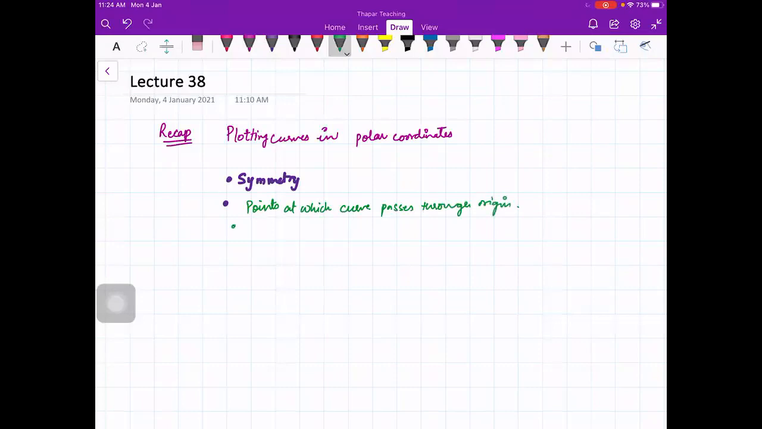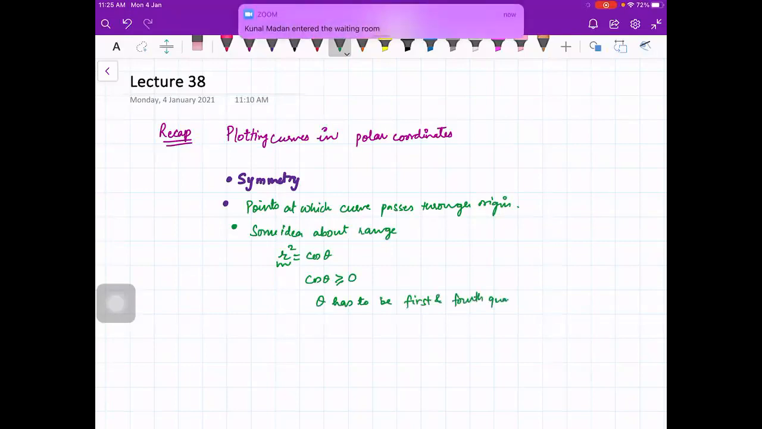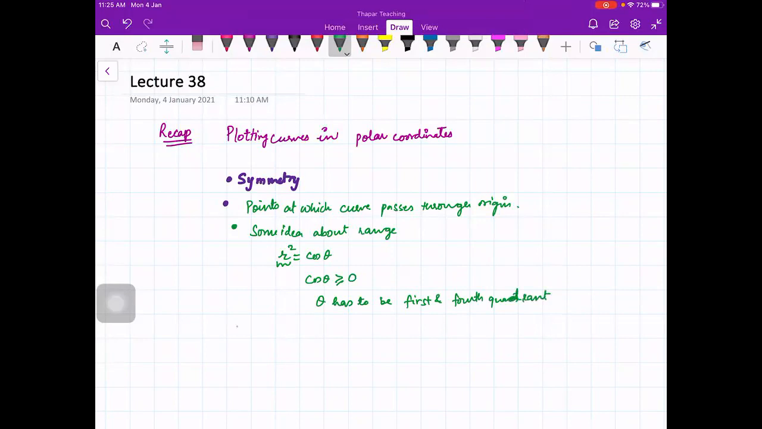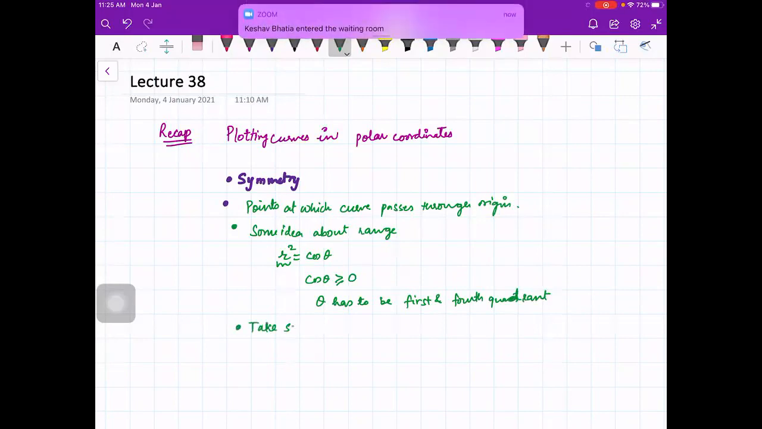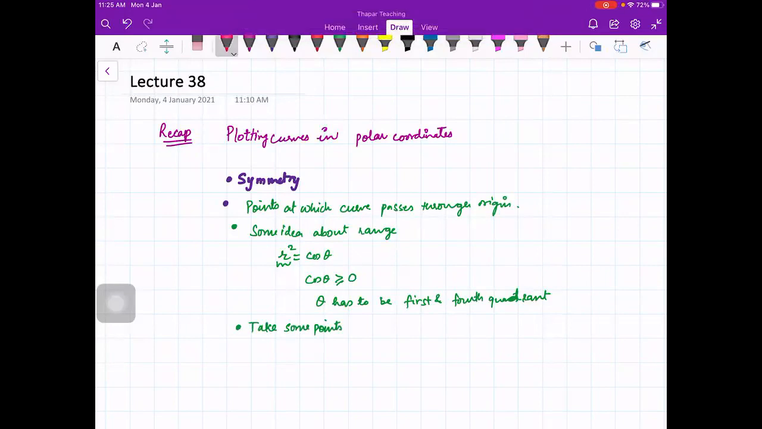And then I told you that you can have some idea about the range. For example, if you have r square is equal to cos theta, then because r square is positive, cos theta has to be greater than or equal to 0. For that, theta has to be in the first and fourth quadrant. That will help you to plot the curves. And the next one was to take some points on the curve. So we have already done these things. We have plotted. So I'll just give you a summary of what we have plotted.